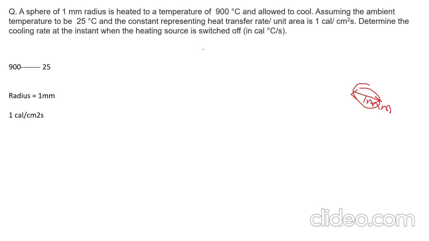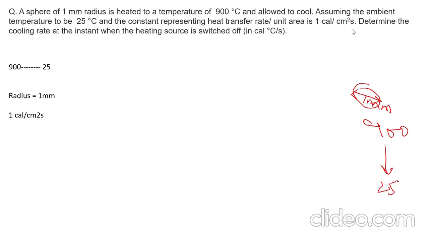Okay, and then it is heated to a temperature of 900 degrees Celsius. So you are heating it to 900 degrees Celsius and allowed to cool, assuming the ambient temperature to be 25 degrees Celsius. So you are trying to cool it to 25 degrees Celsius, right? And a constant representing heat transfer rate per unit area is 1 calorie per centimeter square.